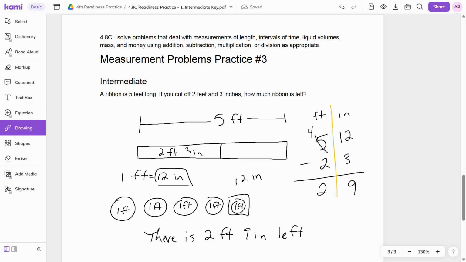What we need to do if we want to subtract is we just can't always think of it as base 10. We need to think of the units of measurement. In this case, there are 12 inches in 1 foot.